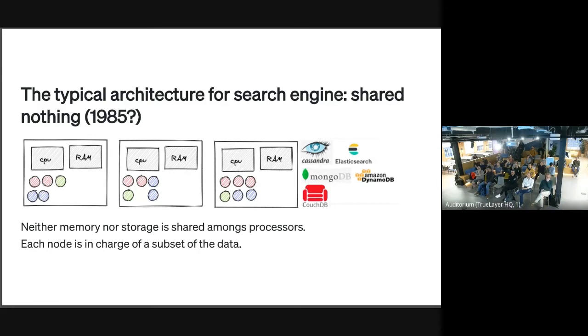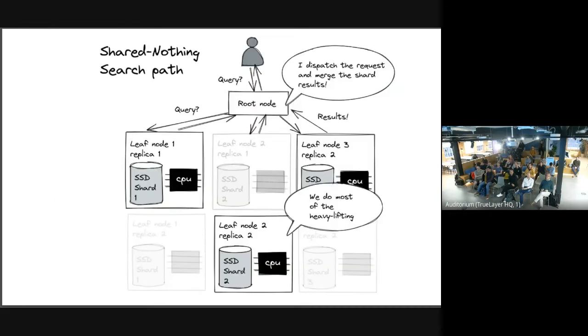If you want durability, you will of course need to add replicas. This architecture is used by Elasticsearch, but also by Cassandra, Mongo, and many other databases. And it's a very good architecture, of course. Let's have a look at how a search engine works with this typical architecture.